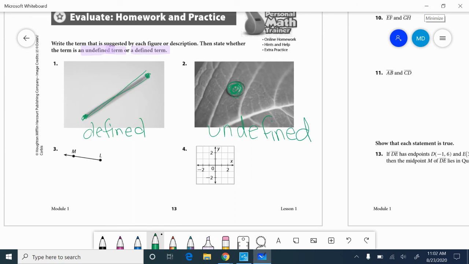And we look at three. It has one arrow. That's what we call a ray. Rays are defined. And for four, this is a plane, which is undefined. All right. So that is it for this lesson. And we are now through lesson 1.1. You've made it through your very first geometry lesson. Congratulations.